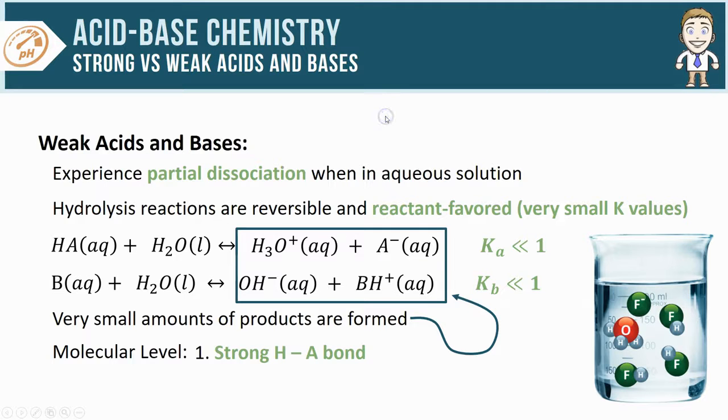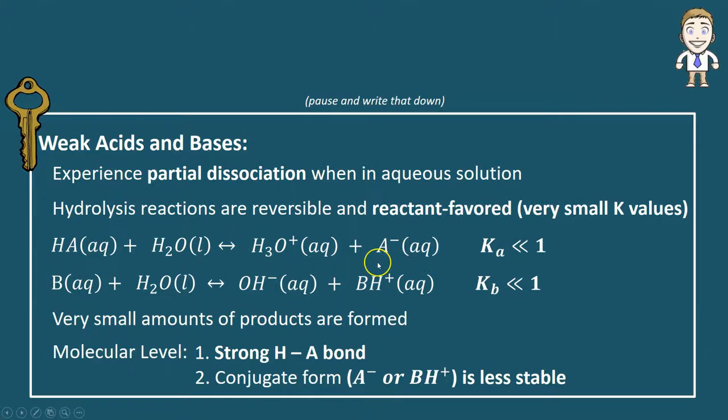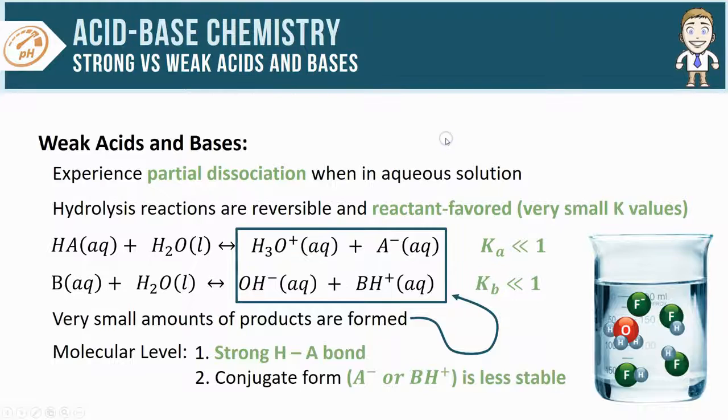On a molecular level, this correlates to a stronger HA bond, at least for the acid form. So that means most of the H's will stay attached to the rest of the acid. Or the conjugate form, in the case of acids the A minus, or bases the BH plus, is actually less stable, so you end up with less of those products. These make up some of the final key ideas for this video. Make sure to pause and take some time and write those down too.